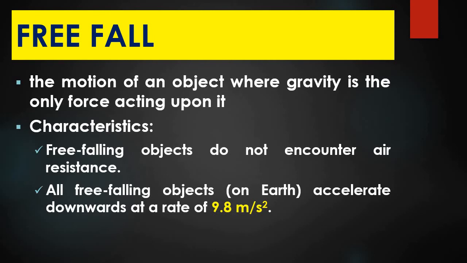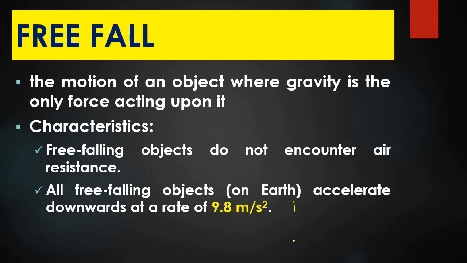And we have the following characteristics. Free falling objects do not encounter air resistance. So we're going to neglect the effect of wind and other external forces. Only the effect of gravitational force for free fall. Another one is all free falling objects on Earth accelerate downwards at a rate of 9.8 meters per second squared.